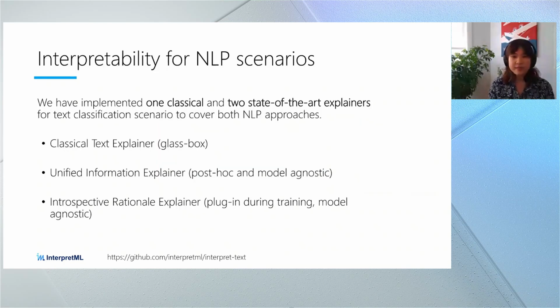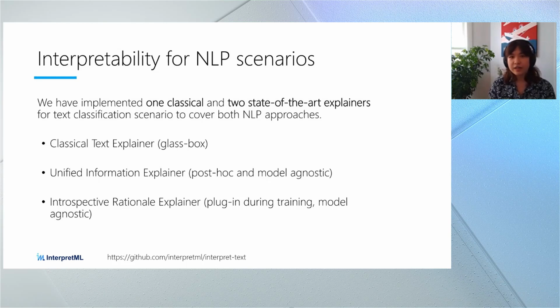Therefore, to make these recent research developments more accessible for data scientists, in this toolkit, we've released open source implementations of 3 explainers: 1 classical and 2 state-of-the-art that provide local explanations on text documents. The first that we'll go through is the classical text explainer, which is a standard set of glassbox models. The second is the unified information explainer, which is a post hoc method and model agnostic. And the last one is the introspective rationale explainer, which is a plugin method and also model agnostic.